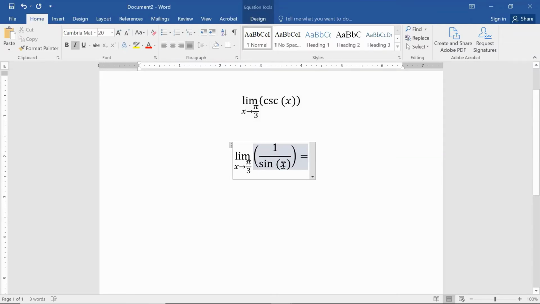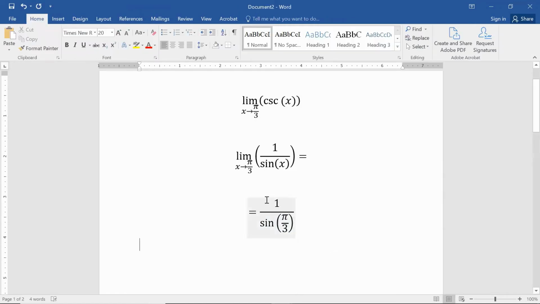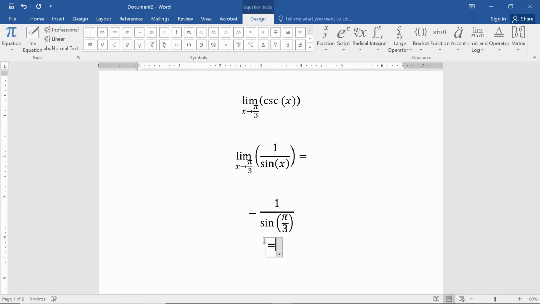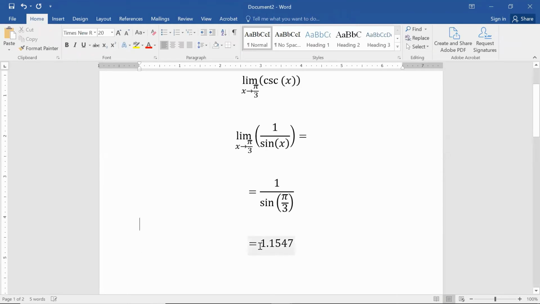So on this one, if you do plug in pi over 3, it doesn't give you 0 for sine. In fact, it gives you root 3 over 2. So all you have to do is say sine of pi over 3, plug in pi over 3 there. Now you can do this one of two ways. I just typed this on my calculator and I got 1.1547, and then the decimal place goes on after that. So this is rounded to 4 decimal places.